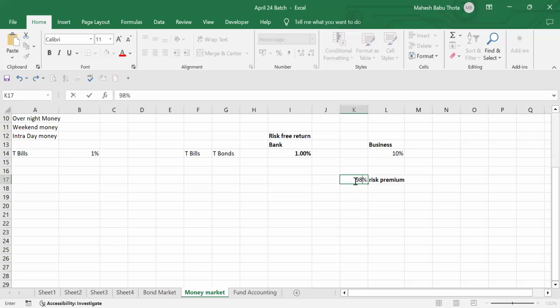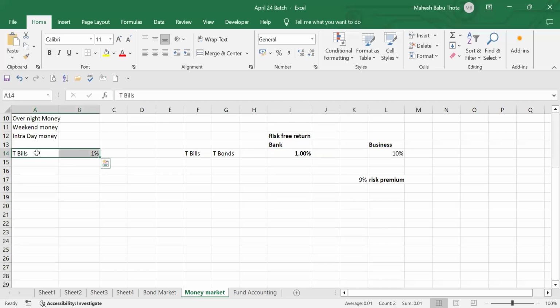9%. So that is 9% extra risk you are taking. To calculate this risk premium, we need a risk-free return. What is the risk-free return? 1%. How are we getting this 1%? 1% is nothing but treasury bills.